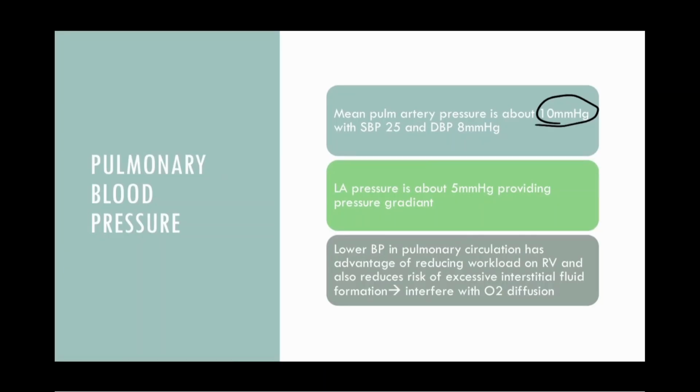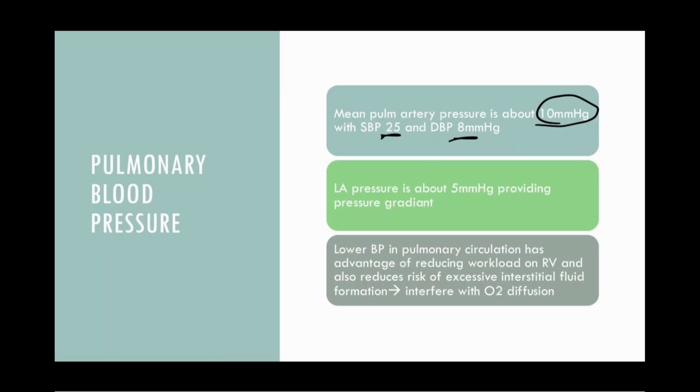What is it on the systemic side? What's the minimum? It's 65. Normally it's a lot higher than that. But 85, 80 is a normal MAP for a healthy human. On the right side, MAP is only 10. The systolic pressure is 25 and the diastolic is 8. Very, very, very low pressure on the right side.